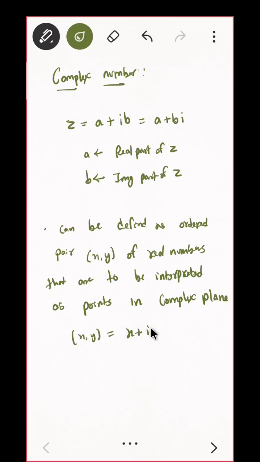x plus iy. Correct? You must understand that both notations are the same. Correct? In complex analysis this thing is used. Correct? And this is the imaginary part. So what is your i? Let us learn something about i. i is called iota, and what is the value of i? i is equal to square root of -1. Okay?